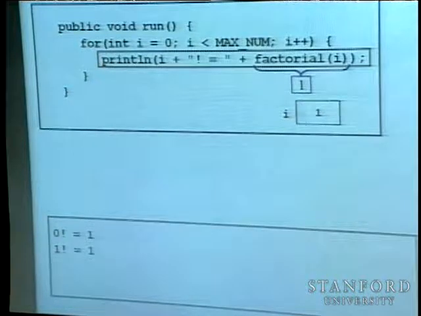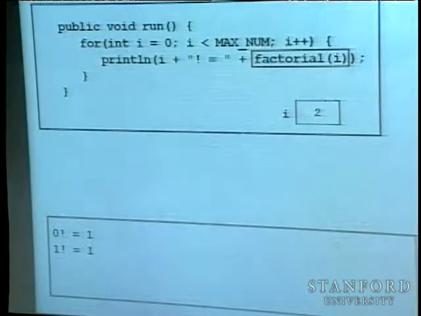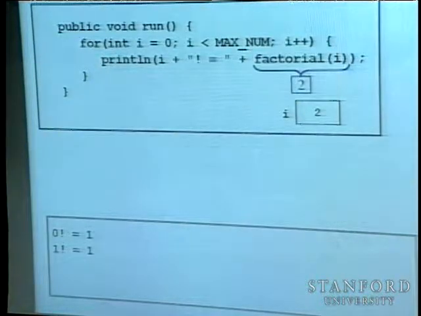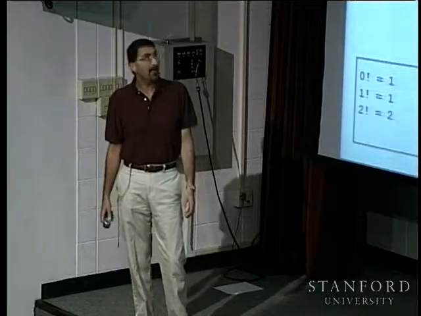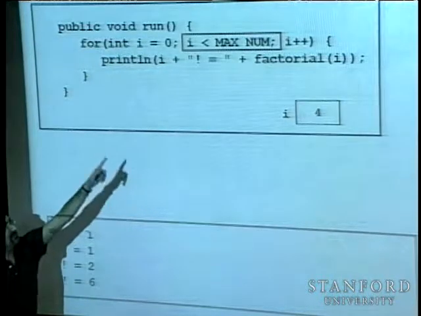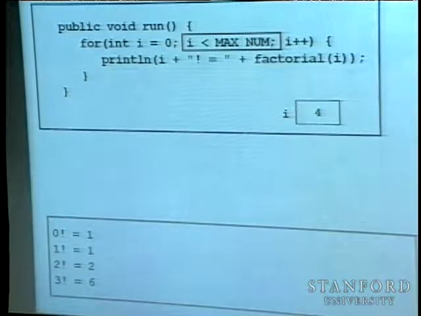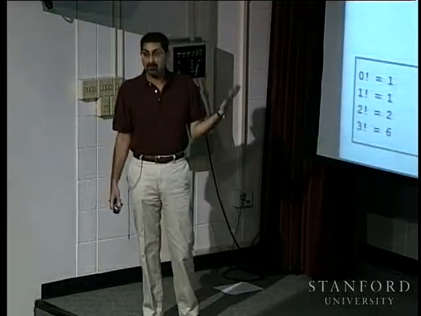Okay? And I won't go through the process in excruciating detail again, other than just say after we add 1 to I, we're going to have to compute factorial of 2, and the answer that's going to come back is 2. And we're going to compute factorial of 3, and the answer that's going to come back is 6. And after we write that out, I is now 4, which is not less than max num, because max num also has the value 4, so we're done here. Okay? So any questions about the mechanics of how parameters work when we pass them?